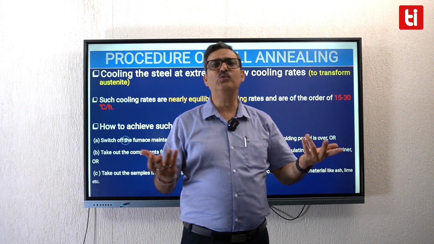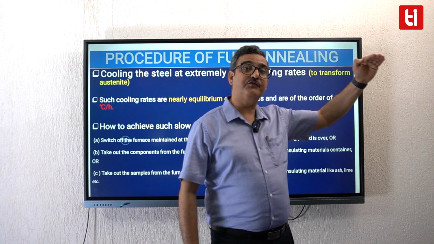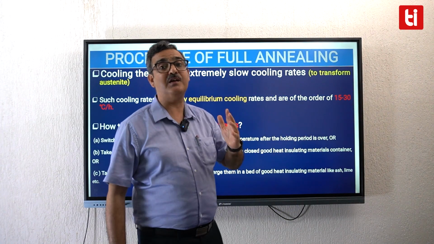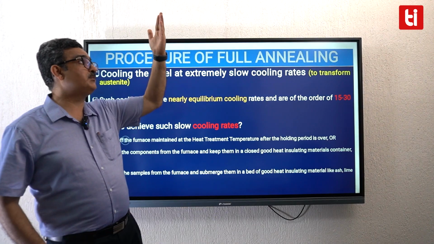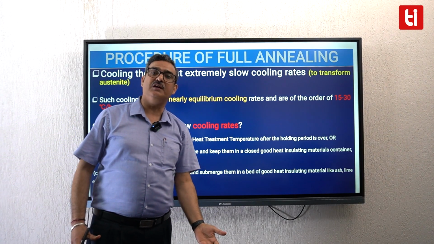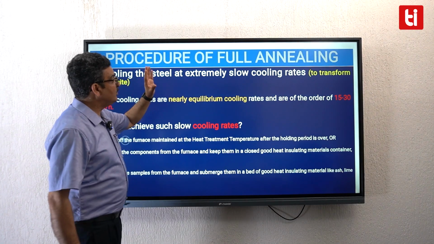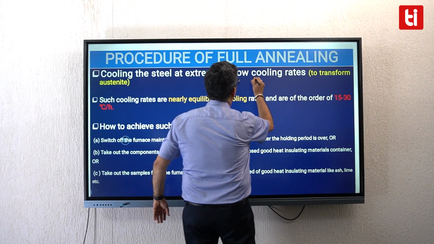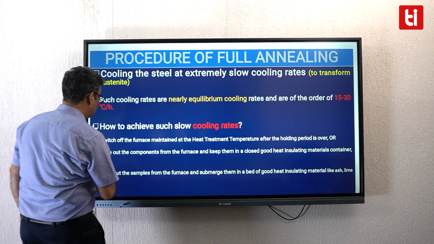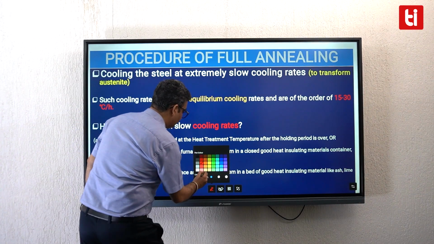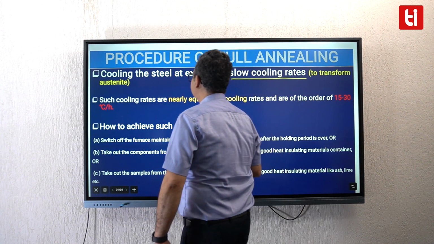Now if you just leave it like that, how will slow cooling happen? So from such a high temperature, if slow cooling of the order of 15 to 30 degrees centigrade per hour has to be achieved, something special will have to be done. Otherwise, from such a high temperature, your steel will rush towards room temperature. You must not let fast cooling happen, otherwise annealing is not done. So annealing means very slow cooling rates, as slow as equilibrium cooling rates, right? So what will we do? How do we get such slow cooling rates?